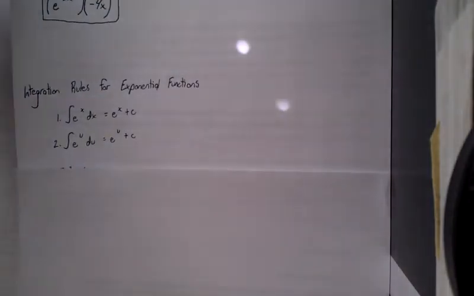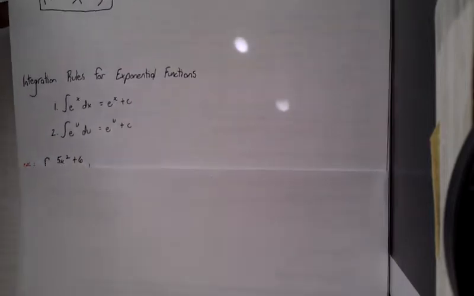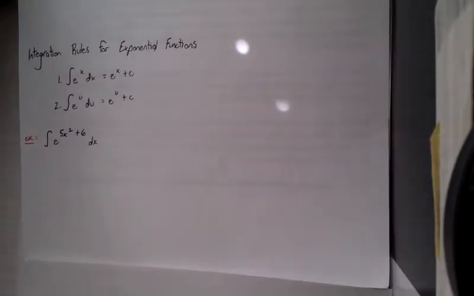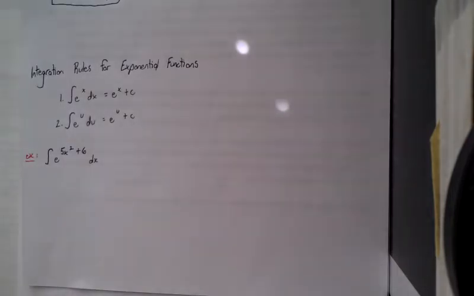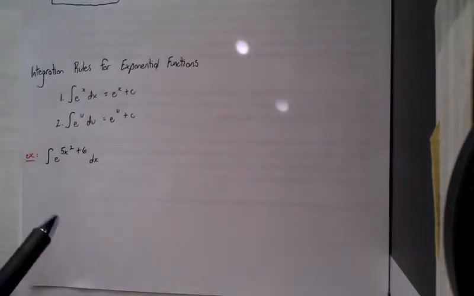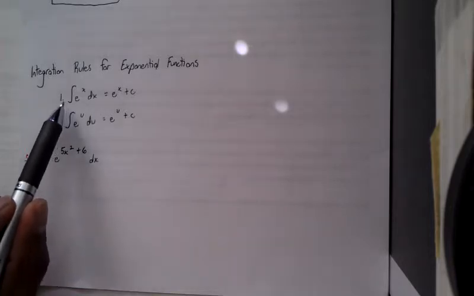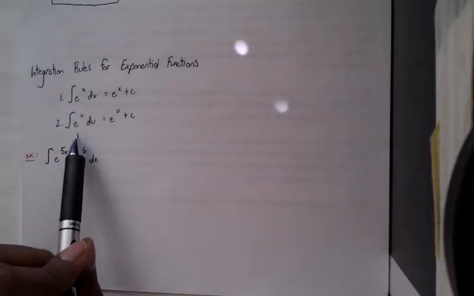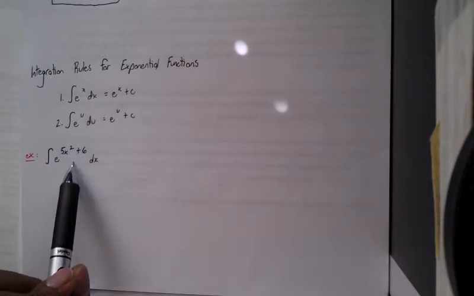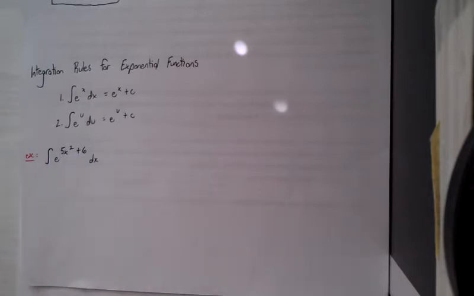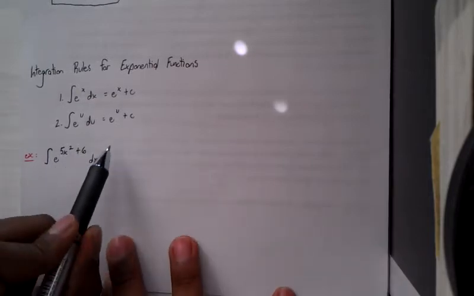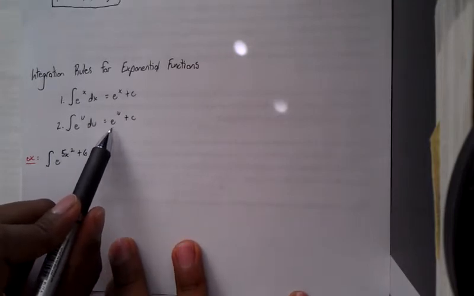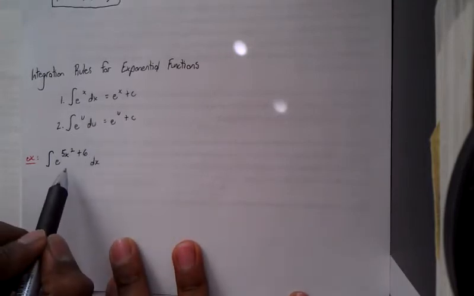So once again, I'm just going to show one example for this one. Should make it pretty clear. So here we have, find the integral of e to the 5x squared plus 6 dx. As you can see in this case, we're going to be using rule number 2 since our e is raised to a u in this case. So what we need to do is we need to just solve for e to the u.